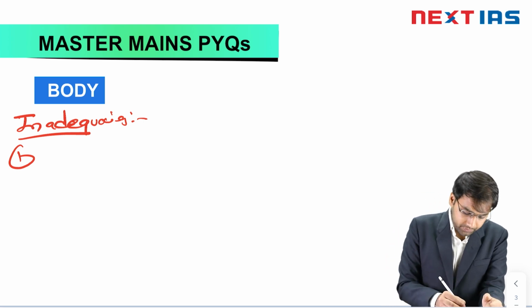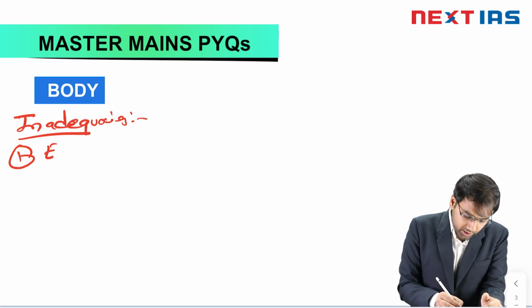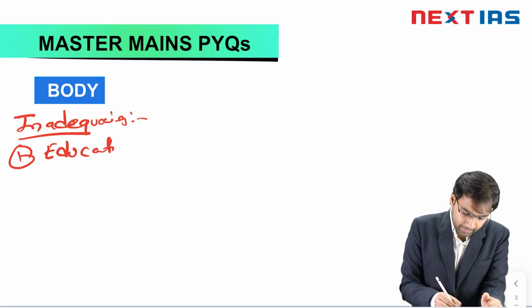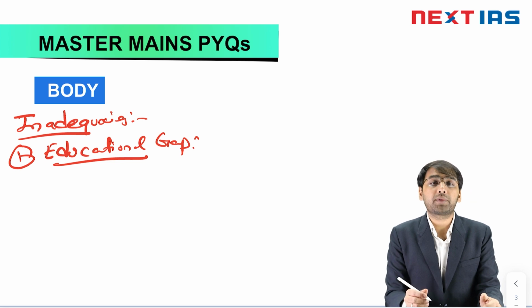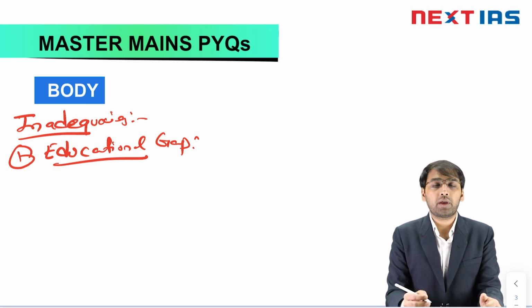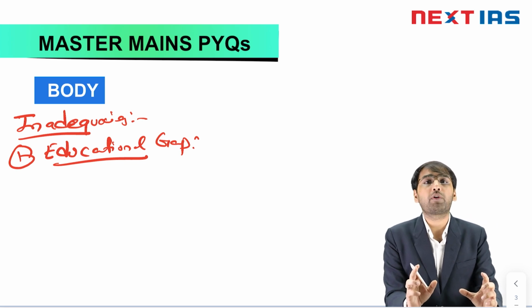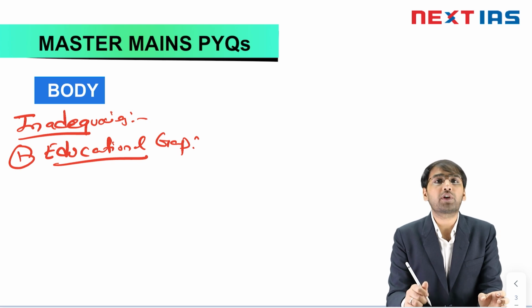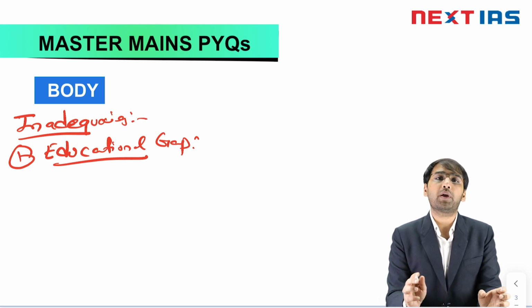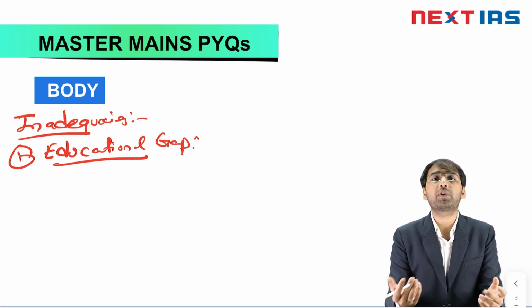For instance, inadequacies, what are the first major inadequacies? That is education gap. So you can talk about the education gap that hampers human resource development. Before answering, you should have a clear concept of human resource development in your mindset. It does not mean that you need to define human resource development. That could be another part of the introduction. But you should have a clear idea of what it is.